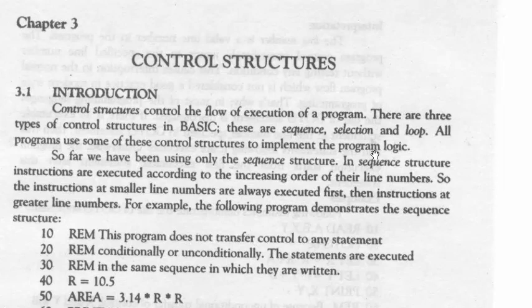Too much coding we have studied in our last unit, unit number 2. All was an example of sequence structure. In this unit we are going to study selection, loop and sequence again. So the instructions with smaller line numbers are always executed first, then instructions with greater line numbers.